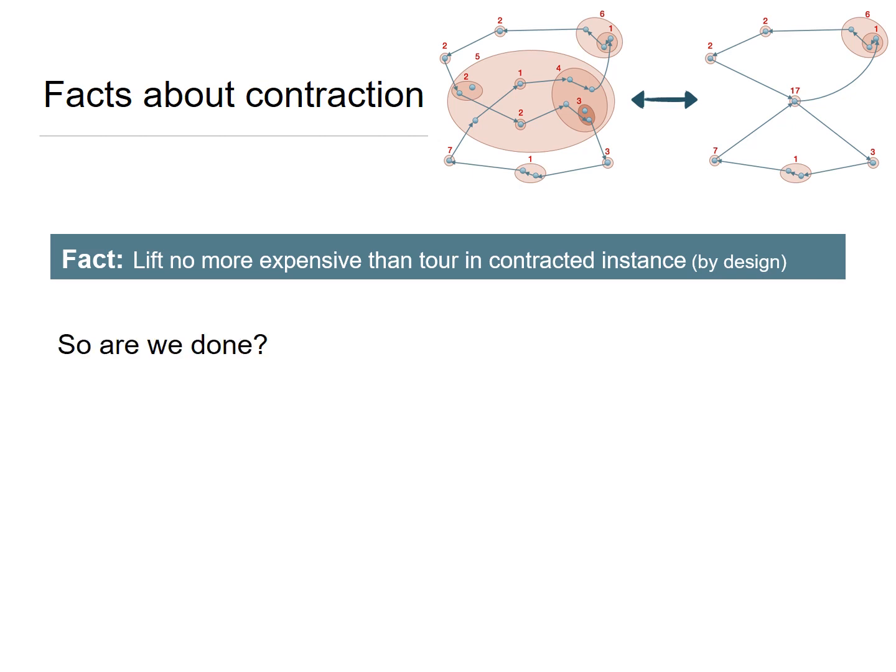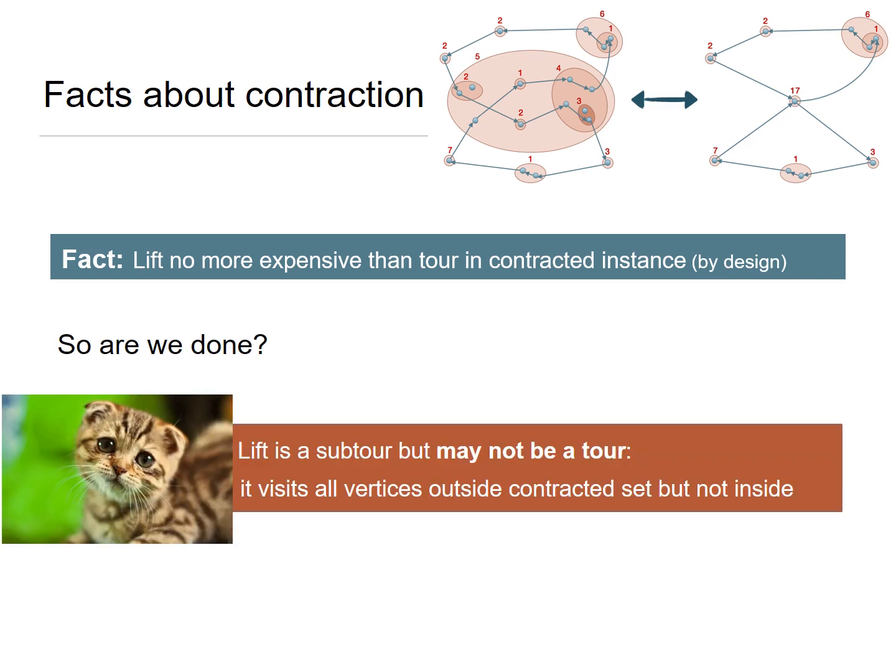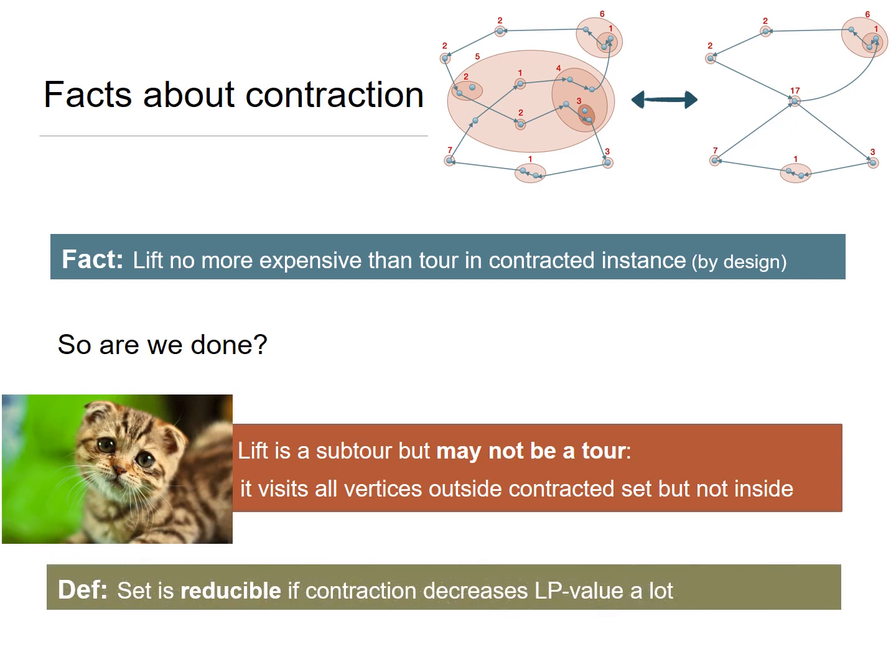Are we done? Well, unfortunately, we're not quite done yet because this lift is a subtour, but maybe it's not a tour. You probably can see that there are some unvisited vertices inside. Outside, everything is visited because that was a tour in this instance on the right, but we are not done yet. So let's say that this set is reducible, that the contraction does decrease the LP value a lot. Then we can actually use this remaining budget to complete this lift into a tour. So let me show you how to implement this.